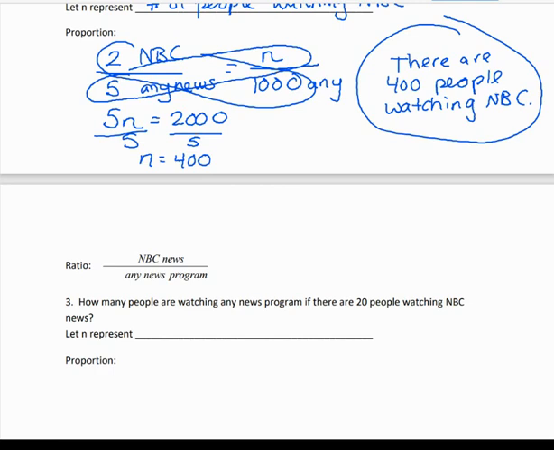So the next page is the same type of thing. Let's just recall at the very top. Let's fill in those blanks. What's the ratio we're using? How many NBC News? 2. Good. Over how many any news? 5. Okay. So just write that there so that you have it. Is everyone okay for me to keep sliding it? We're on to the next page, everybody?